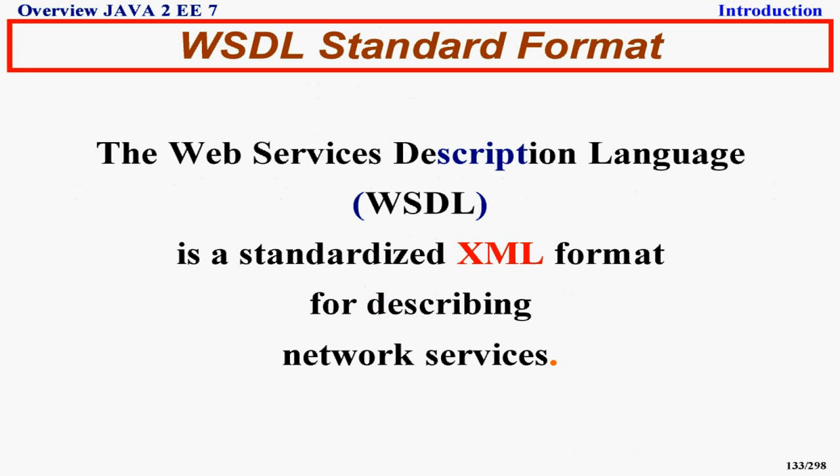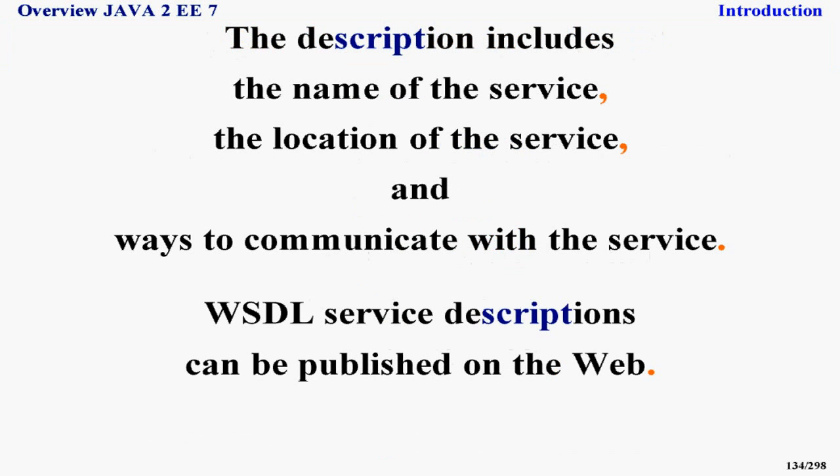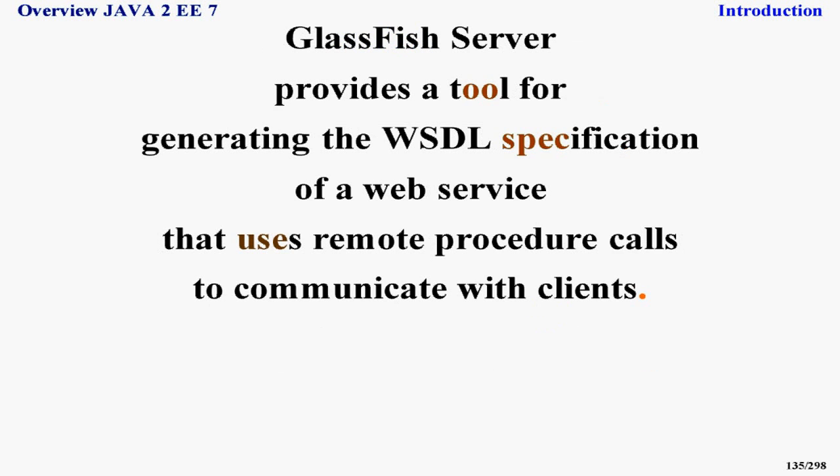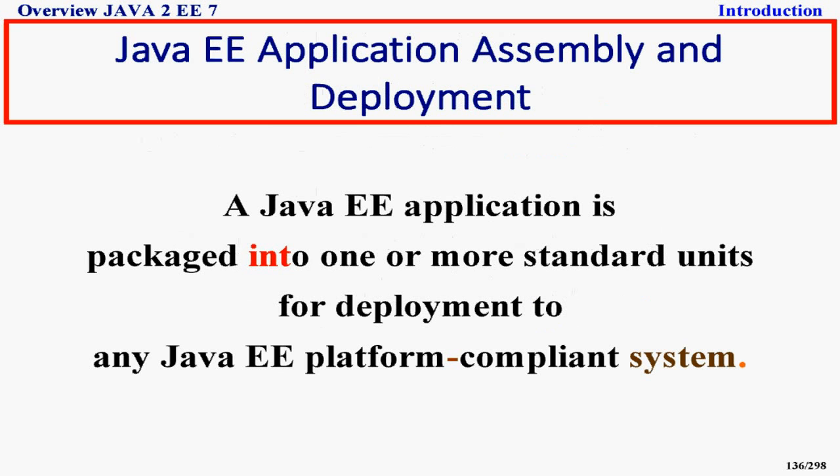WSDL standard format. The Web Services Description Language (WSDL) is a standardized XML format for describing network services. The description includes the name of the service, the location of the service, and ways to communicate with the service. WSDL service descriptions can be published on the web. GlassFish Server provides a tool for generating the WSDL specification of a web service that uses remote procedure calls to communicate with clients.